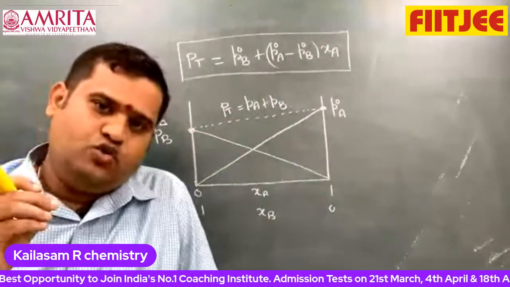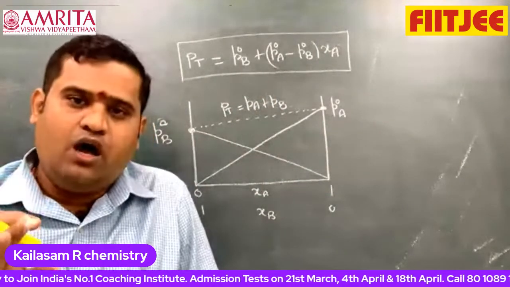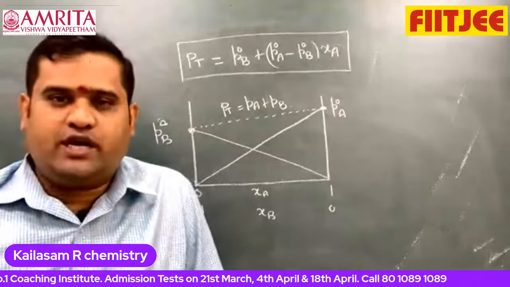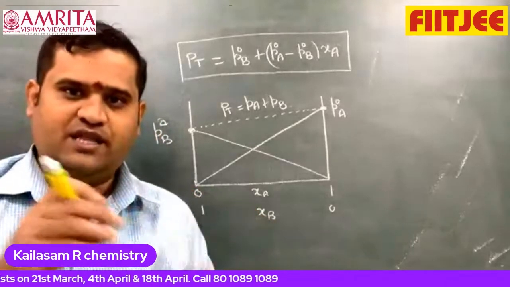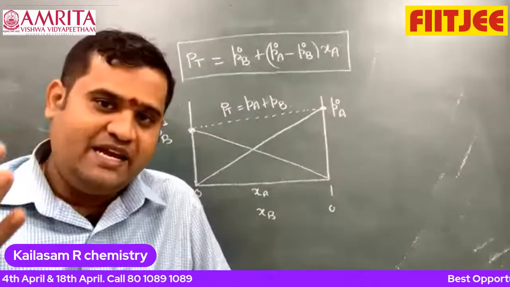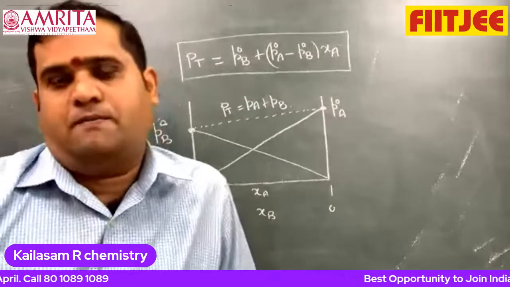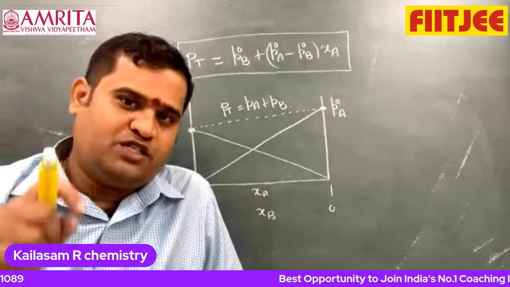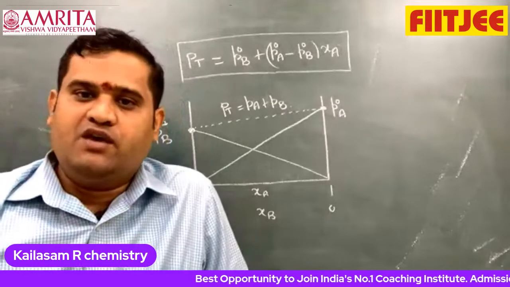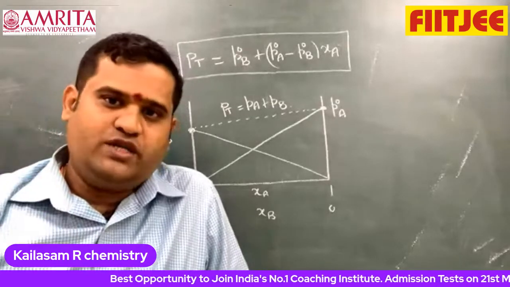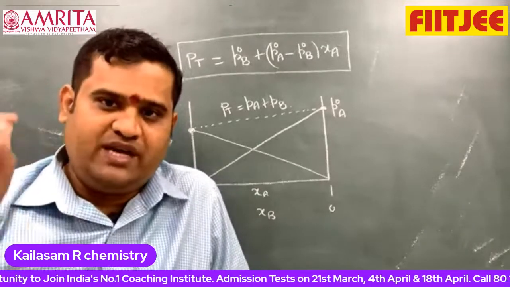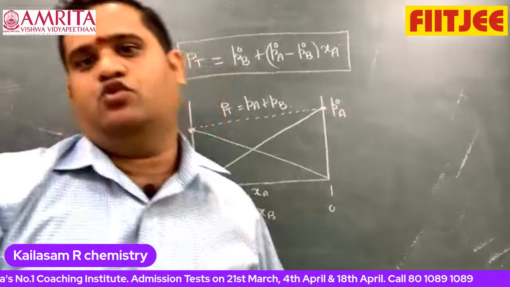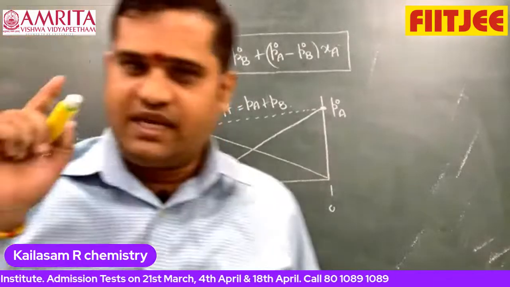That means any solution that obeys Raoult's law is called an ideal solution. The ideal solution means whenever they intermix, heat is never released or absorbed. But the entropy of the system is positive. Don't forget about it. For the ideal solution, delta H mixing is 0, and delta V mixing is 0. Please keep it in mind.